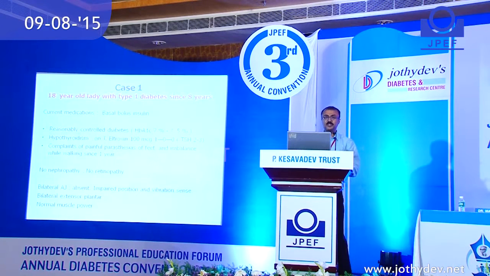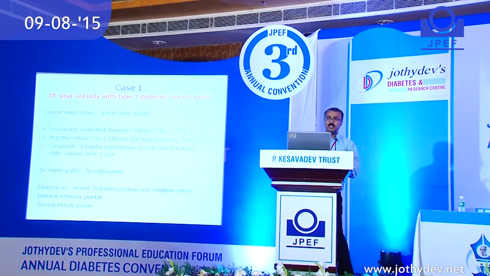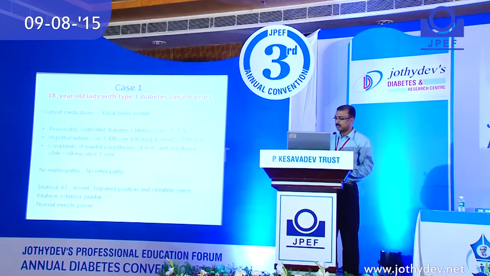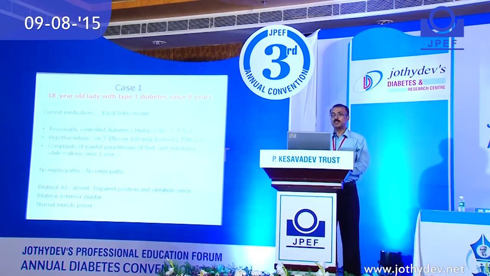Now coming to a few cases, just to go through some of the ways in which we look at things. The first is an 18-year-old lady with type 1 diabetes. The patient is on basal bolus insulin, with reasonably controlled blood sugars, HbA1c 7 to 7.5%. She has hypothyroidism, well replaced, and complains of peripheral painful paresthesias and imbalance since 1 year, with no nephropathy and no retinopathy. On examination, ankle jerks are absent, with impaired position and vibration sense, extensor plantar, and normal muscle power.